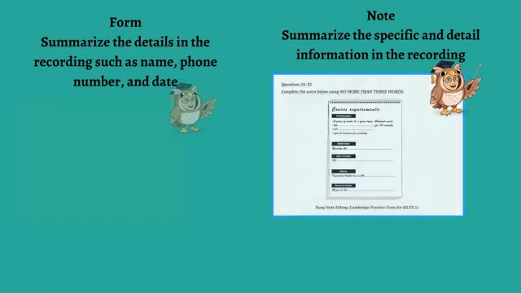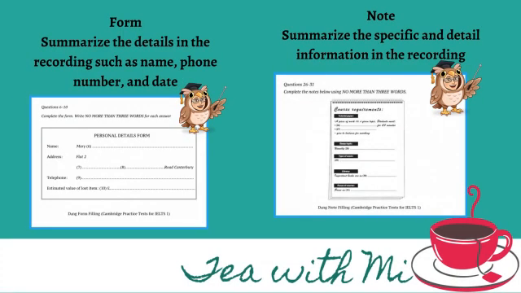Okay, so take a look at what you see here. The question with the form, for example, says summarize the details in the recording, such as names, phone numbers, and date. Pay attention to the fact that the title of the exercise indicates the amount of words you can use. Here, in this example, no more than 3 words for each answer.